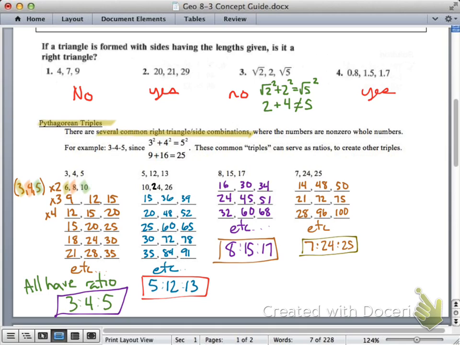These ratios here, I don't suggest that you memorize every single one of these, but the 3, 4, 5, 5, 12, 13, 8, 15, 17, and then 7, 24, 25, yeah, you need to be familiar with those. We'll talk much more about that in the near future.